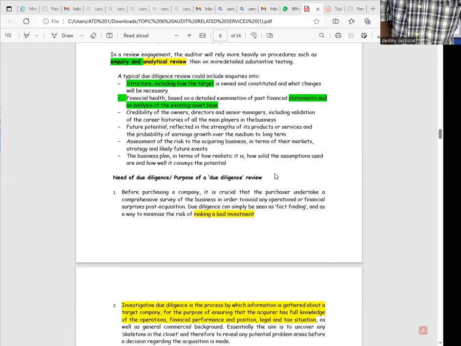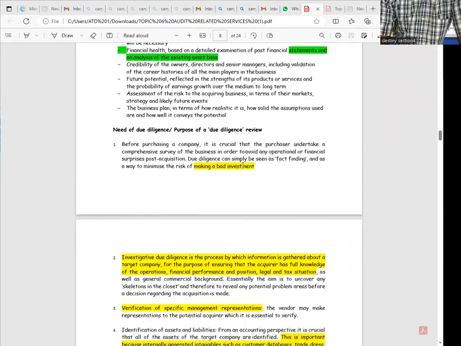main players in the business. Future potential, reflected in the strength of its product or services, and the probability of earnings growth over the medium to long term. Assessment of the risk to the acquiring business in terms of their markets, strategy, and likely future events. The business plan, in terms of how realistic it is, how solid the assumptions used are, and how well it conveys the potential.